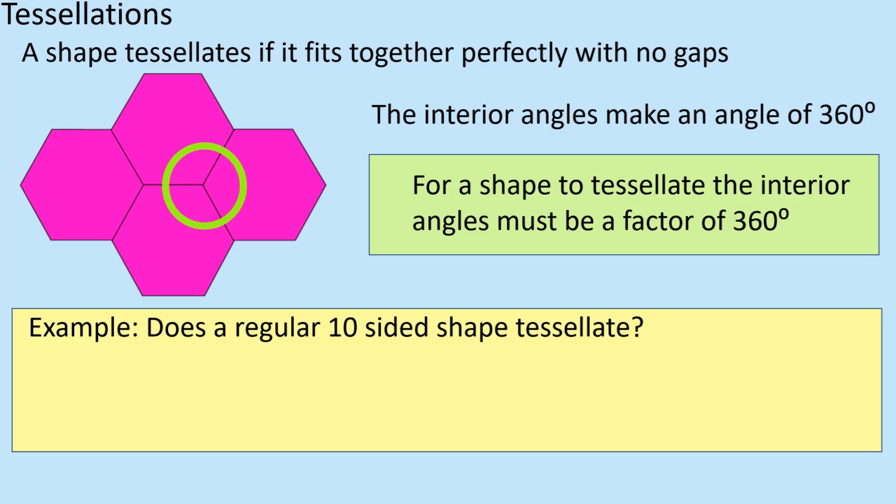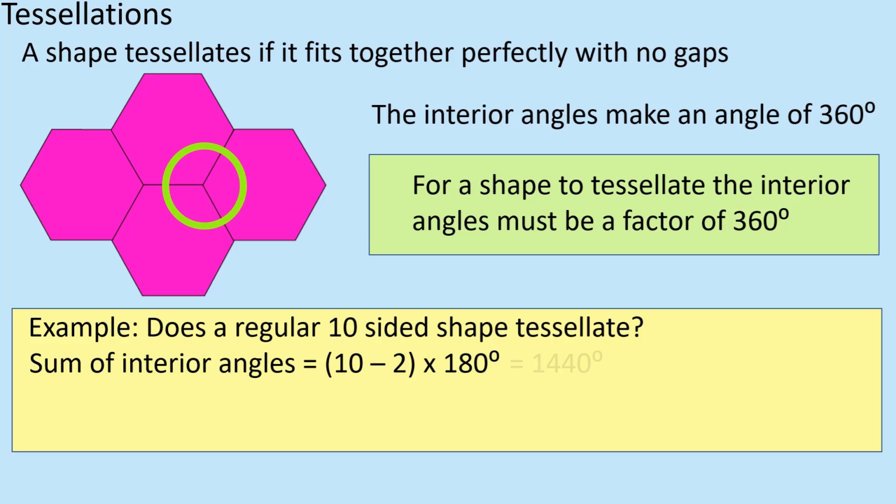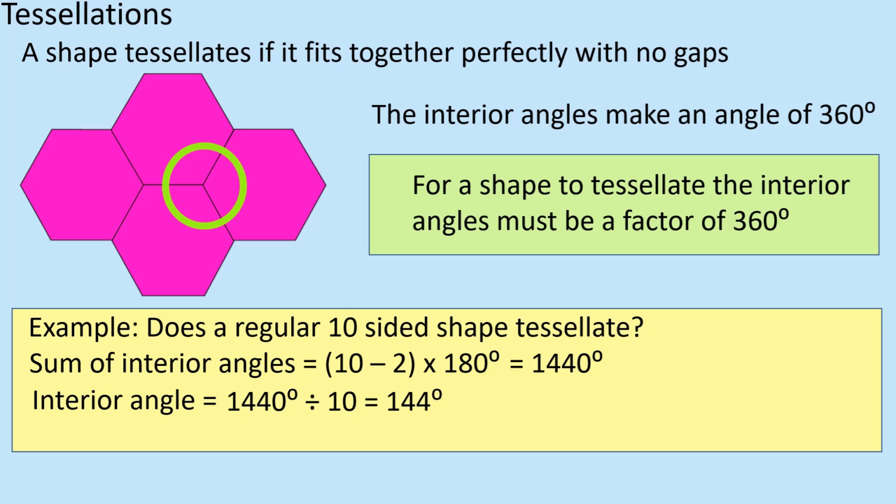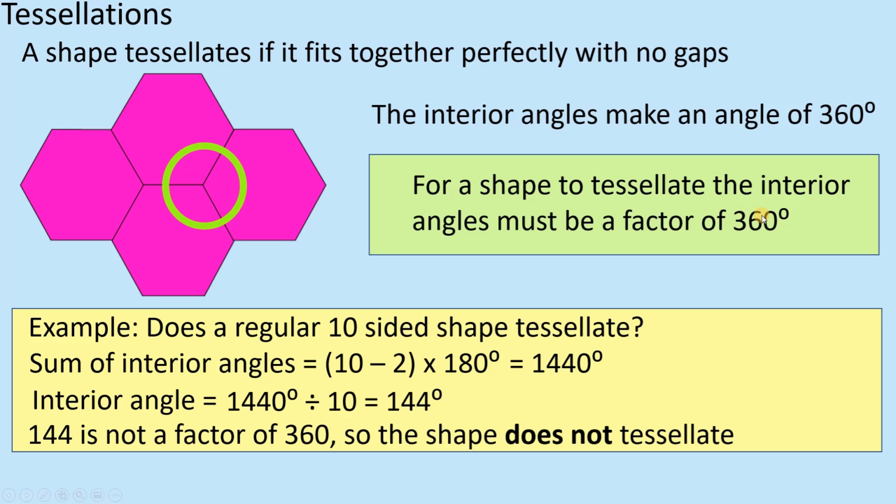So here's a question: does a 10-sided shape tessellate? All right. Well, that's going to be 8 lots of 180, which is 1,440. Well, because it's going to be a regular one, and again it says here regular, divide it by 8. No, sorry, divide it by 10. I should say it's 10 sides, isn't it? Divided by 10, and that's going to give you 144. Well, does 144 go into 360? Nope. So that does not tessellate nicely at all.